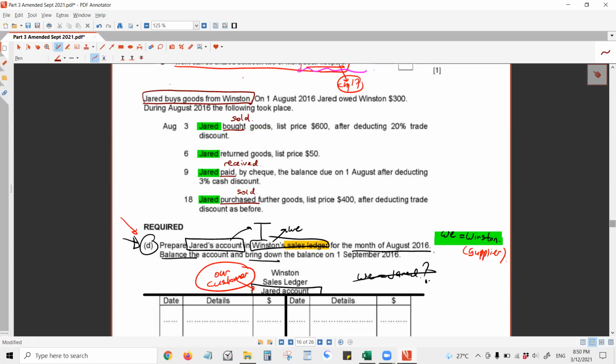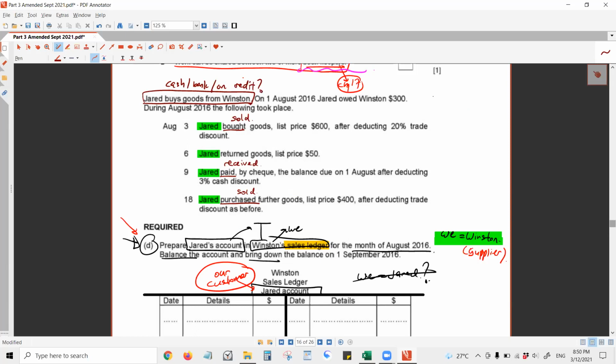Do you know whether Jared pays immediately or Jared buys on credit? It doesn't say, right? So how would we know whether Jared pays with cash immediately, or pays with check immediately, or buys goods on credit? How do we know? Let me tell you how to decide. Whether it's on credit, cash, or check, we have to find out.